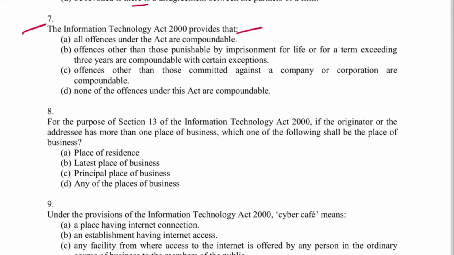Next is 7. The IT Act provides that all offences under the Act are compoundable. No, not all acts. Offences other than those punishable by imprisonment for a term life or for a term exceeding 3 years are compoundable with certain exceptions. This is correct. B is the answer. And where is the compounding of contraventions? In section 63 of IT Act.